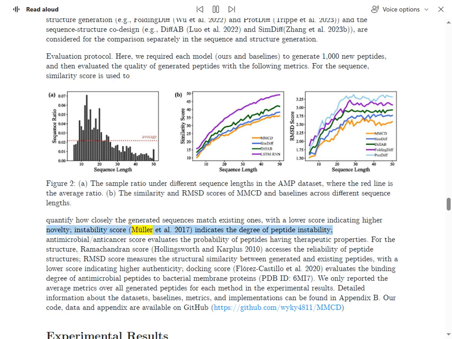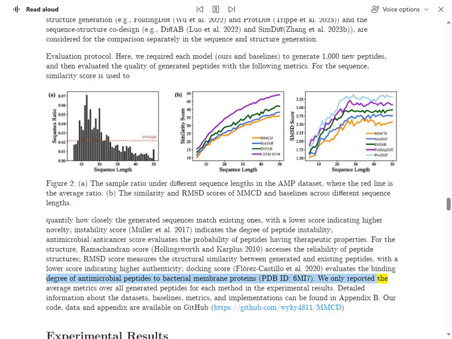Instability score, Müller et al. 2017, indicates the degree of peptide instability. Antimicrobial/anticancer score evaluates the probability of peptides having therapeutic properties. For the structure, Ramachandran score assesses the reliability of peptide structures. RMSD score measures the structural similarity between generated and existing peptides, with a lower score indicating higher authenticity. Docking score, Flores-Castillo et al. 2020, evaluates the binding degree of antimicrobial peptides to bacterial membrane proteins, PDB ID 6MI7.